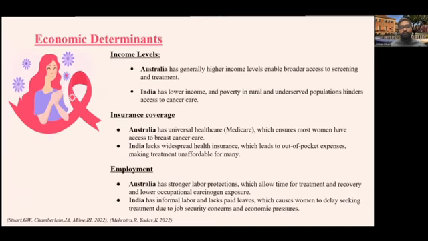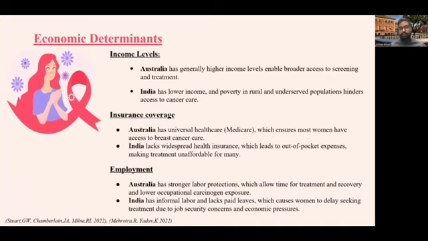The second is the economic determinant, starting with income level. Australia has a higher income level, so they have broader access to treatment, whereas in India there is low income and poverty in the rural areas, so they have lesser access to cancer care.